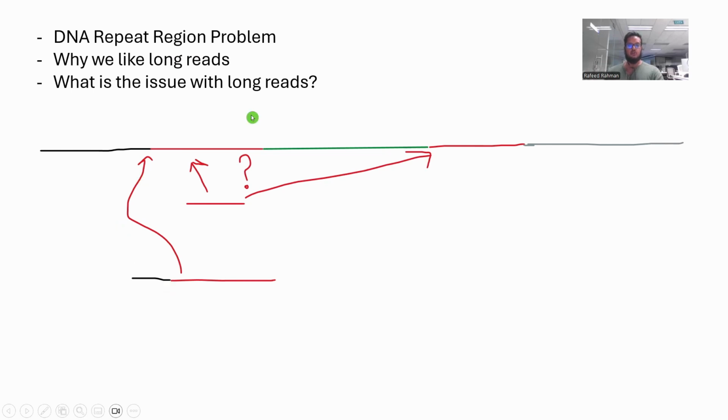So you would want longer reads ideally, but longer reads have an issue. If your reads are long, then there will be more sequencing error. So it's a trade-off that you have to deal with for repeat regions.